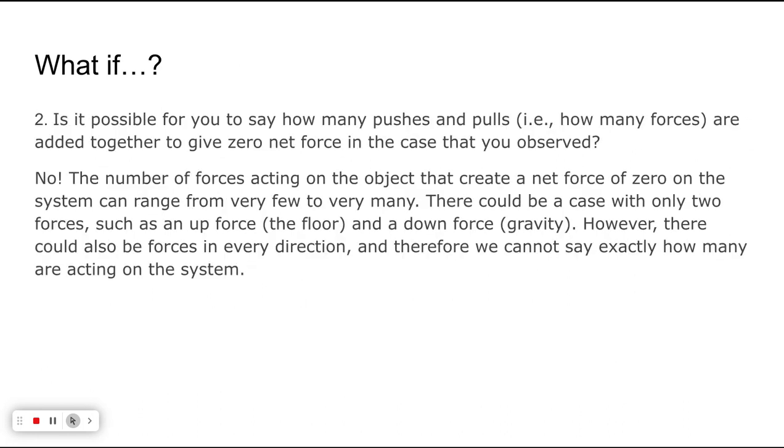What if? Is it possible to say how many pushes and pulls are added together to give the net force of zero in the case that you observed? The answer is no. The number of forces acting on the object that create a net force of zero on the system can range from very few to very many. There could be a case with only two forces, such as an up force and a down force. However, there could be forces in every direction, and therefore we cannot say exactly how many are acting on the system.